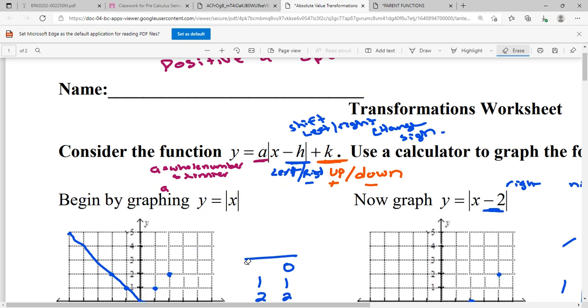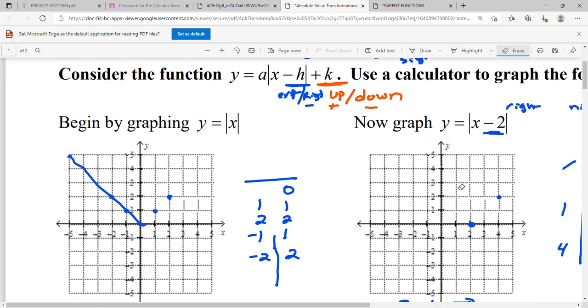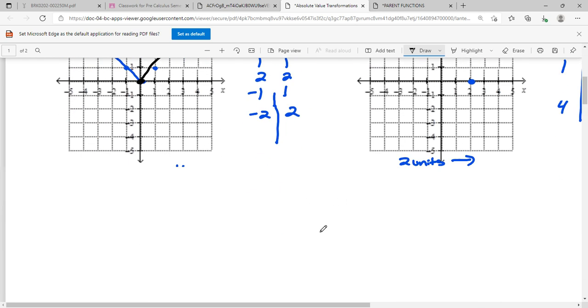All right, so this one, we don't have any numbers at h, k, right? So the vertex of this one is just going to be 0, 0. And look, that's where it is, 0, 0, where it changes. See? Let's try the next one.